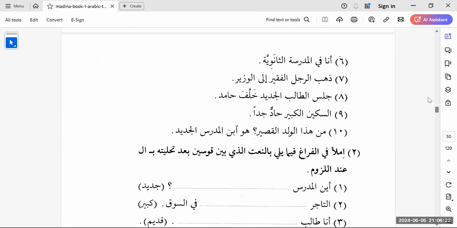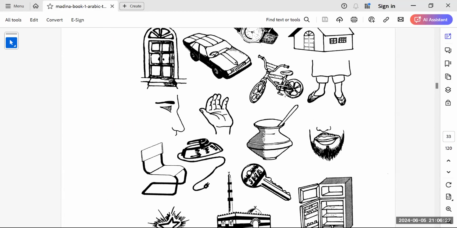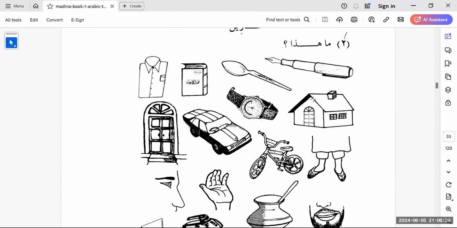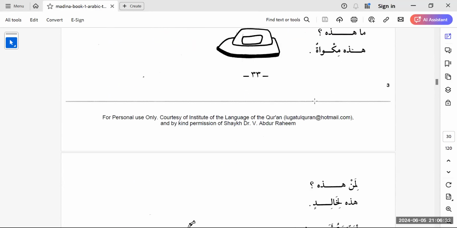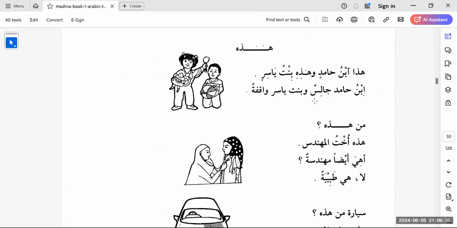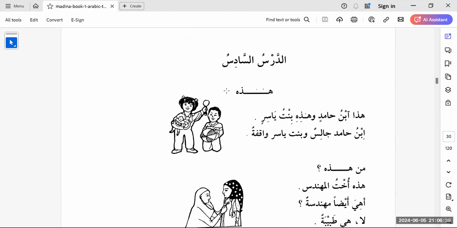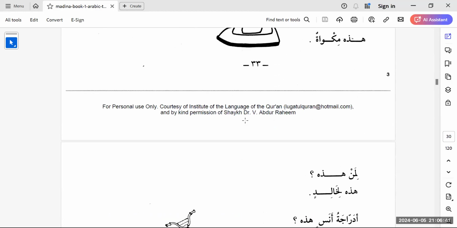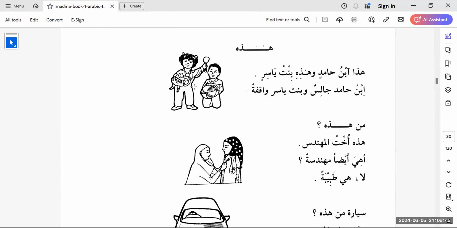Okay, so we finished lesson 8 last time. Let's do a quick review. The main thing that we noticed from this lesson is that there's a difference between how we call masculine items and feminine items. So in this lesson, we went over هذه, and in the next lesson, we learned a bunch of words that are feminine.